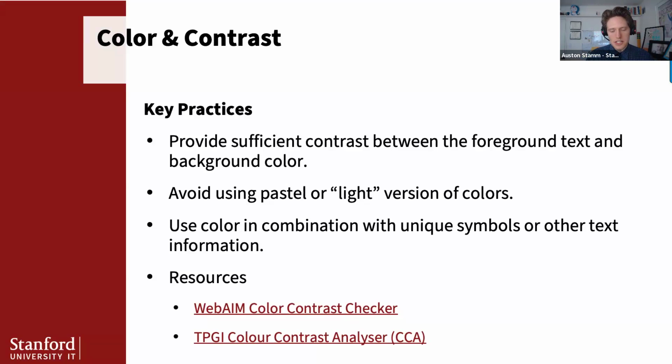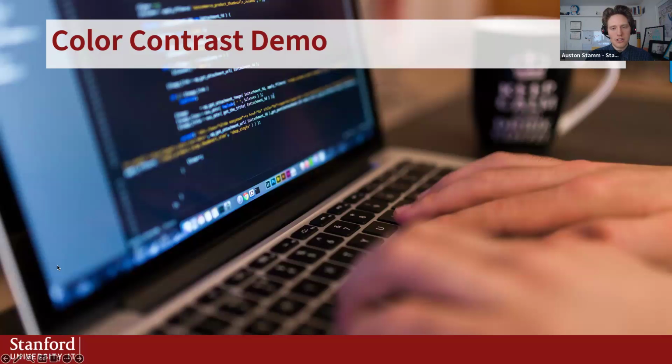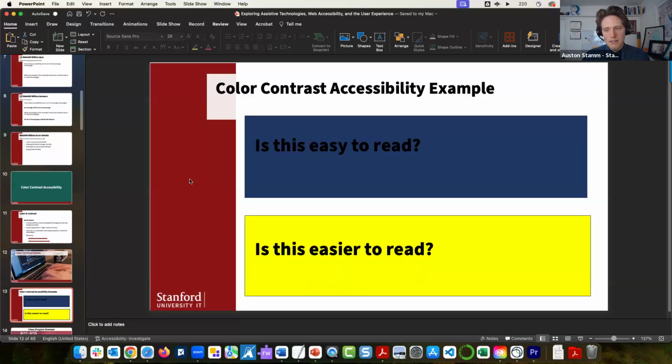And so I have some resources here, like the WebAIM color contrast checker that you can access. I like the Color Contrast Analyzer from TPGi, and that's for Mac and PC. It makes it really easy to check the color. So I'm going to do a little demo right now. Here's the color contrast slide, and what I'm going to do is pull up the Color Contrast Analyzer. One second. And when it comes up, we can start to analyze the contrast.